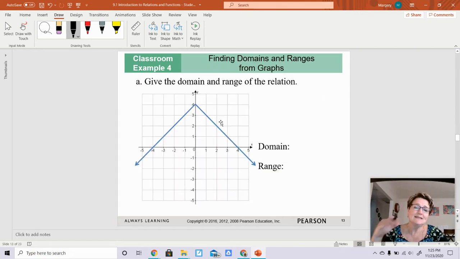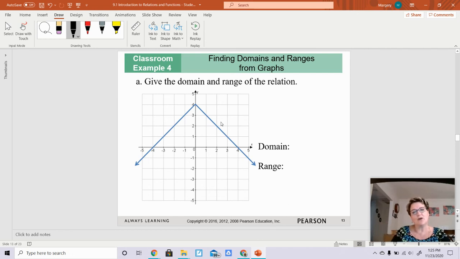Now, sometimes they're going to give you pictures, and in these pictures, they're going to ask you this not yet. I'm jumping ahead of myself. This one here actually wants you to tell me what the domain and the range is. Remember, the domain only represents the x-axis, the x values.